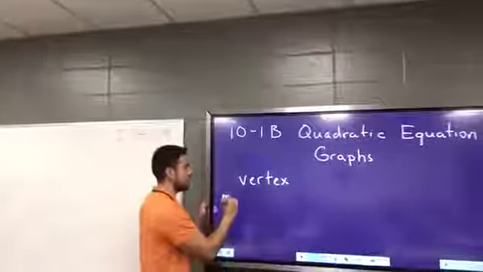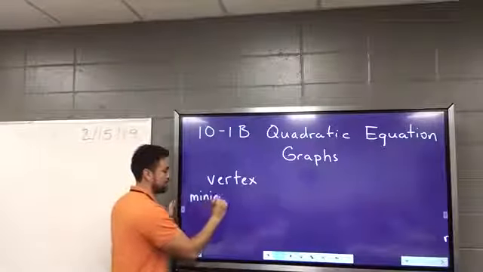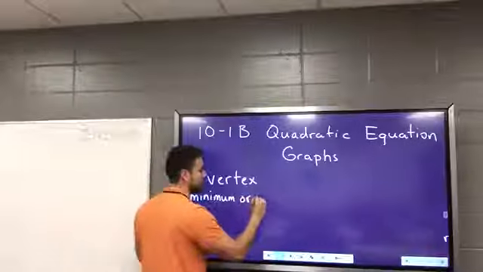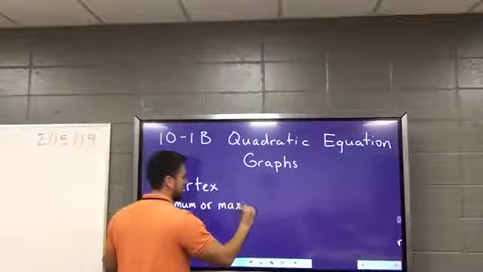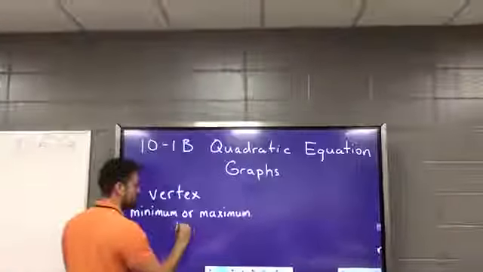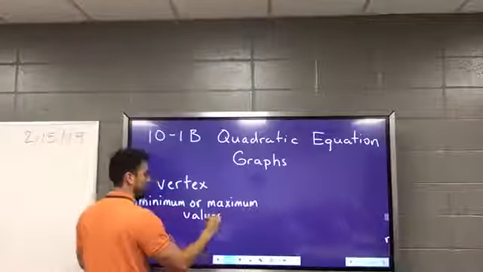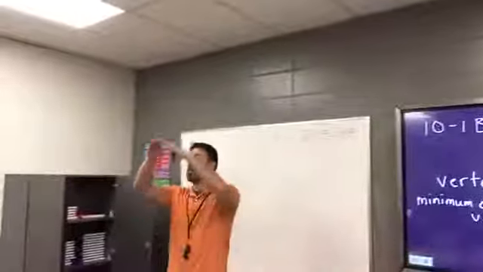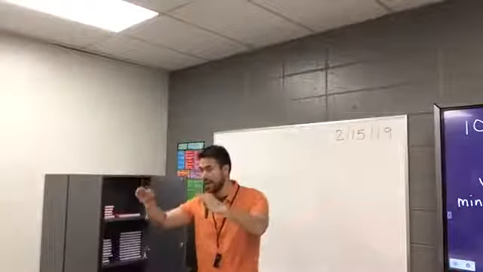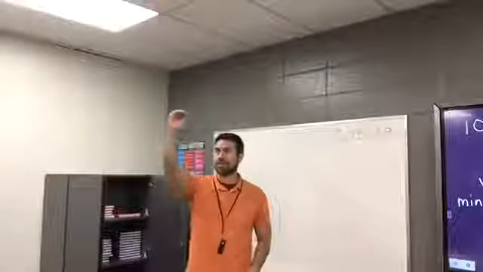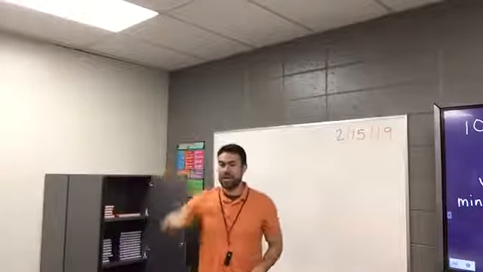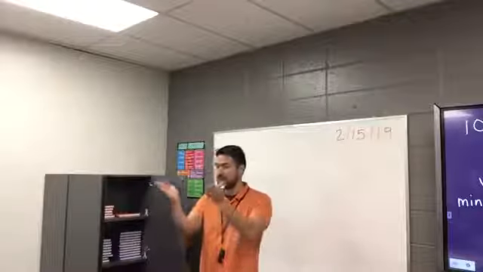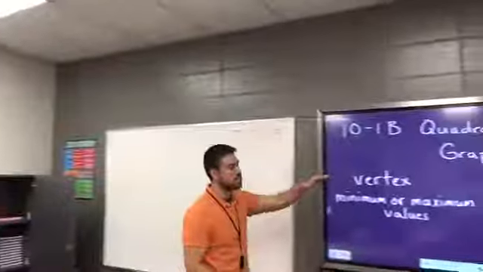Then we also looked at minimum or maximum values. If the parabola opens downward, it has a maximum value. That means it can't go past this point. If it opens upward, it has a minimum. That means it can't go below that point. So these two things we looked at.